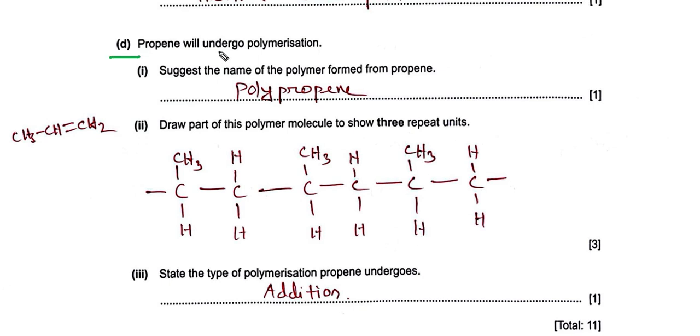D, propene will undergo polymerization. Suggest the name of the polymer formed from propene. Propene forms polypropene. If ethene forms polyethene, then propene will form polypropene.